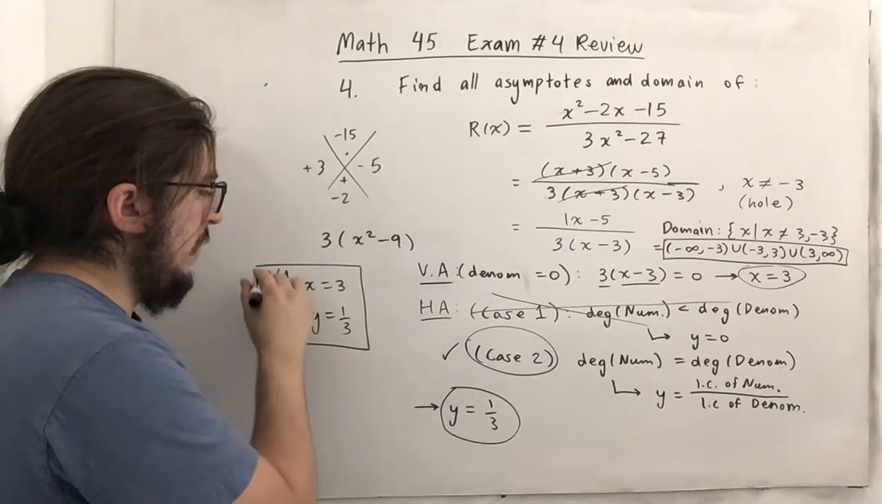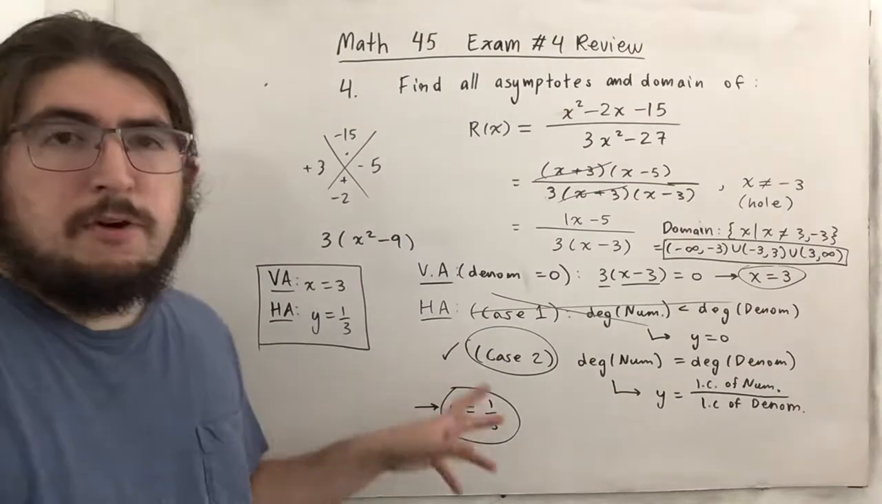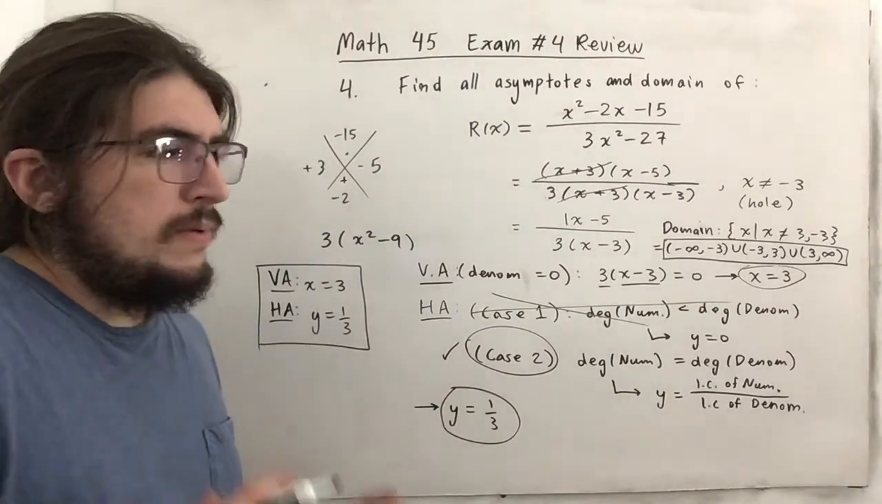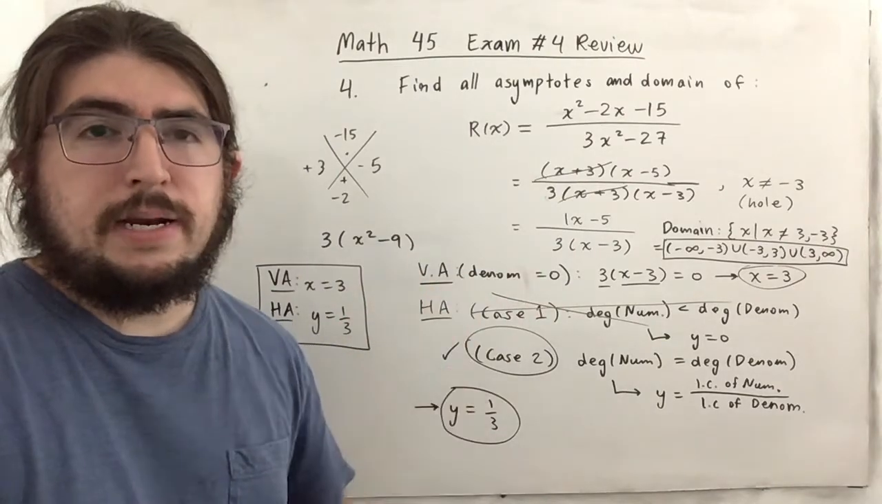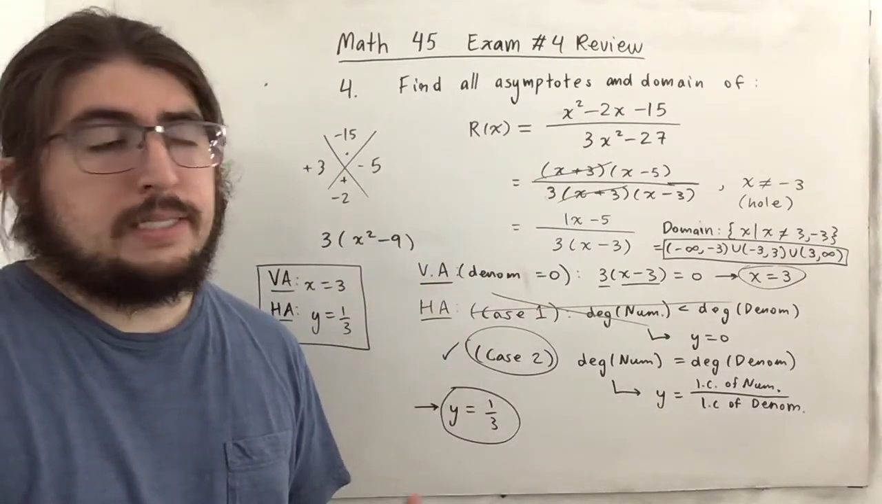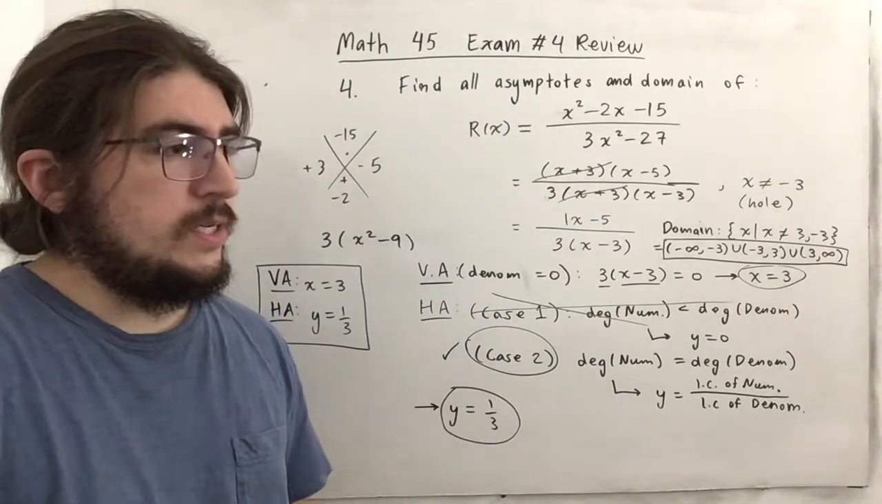So there we go. Those are our answers here, asymptotes and our domain. Now I didn't mention that third case, which is oblique asymptotes, but that's very specific. That only happens when the degree of the numerator is 1 more than the degree of the denominator, and the oblique asymptote is basically just the quotient you get when you do polynomial long division.